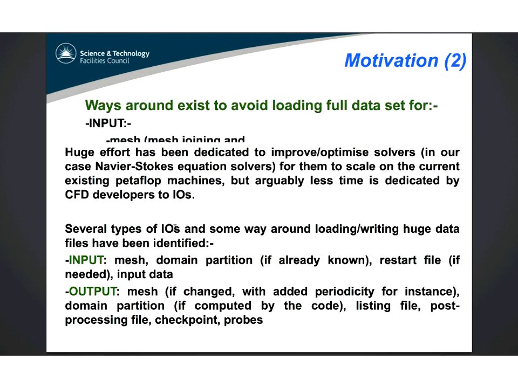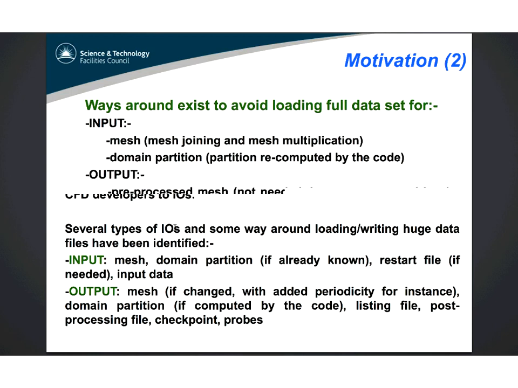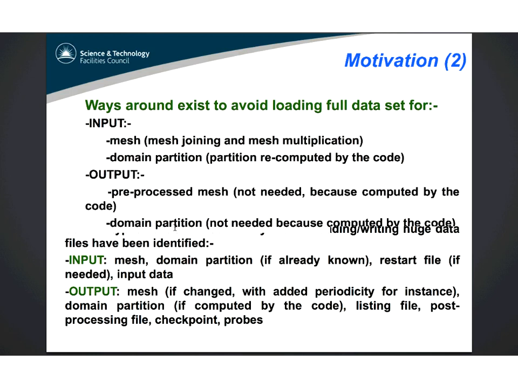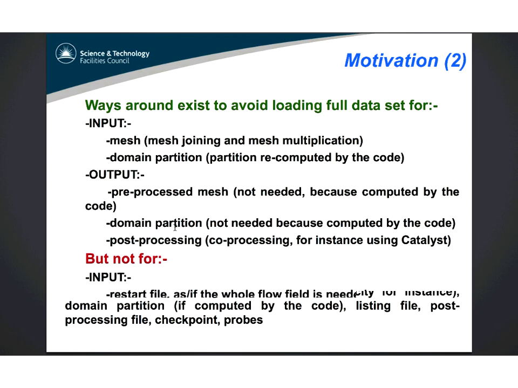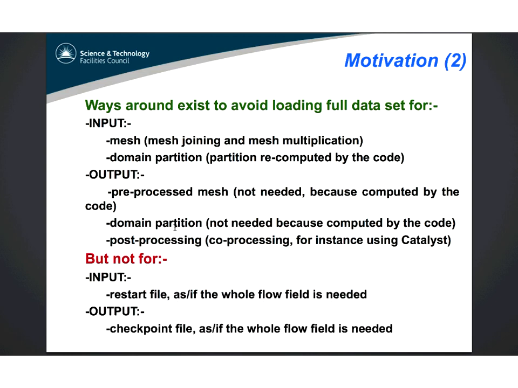So among all those files or data, there are some ways around to avoid loading them or saving them. For the input files, for instance, the mesh can be created from a much coarser mesh, and then each cell or element is split in the same way all over the coarse mesh to generate a huge one. That's what we call mesh multiplication.